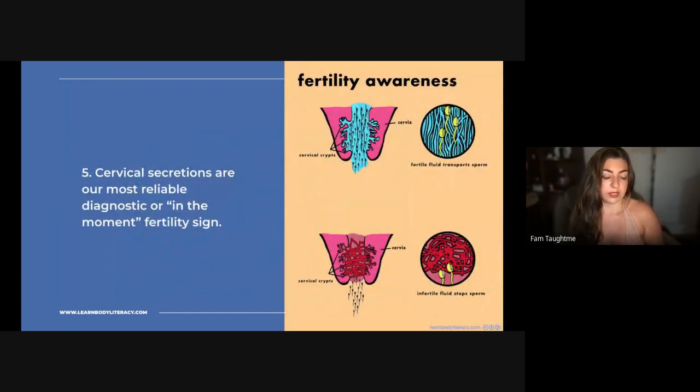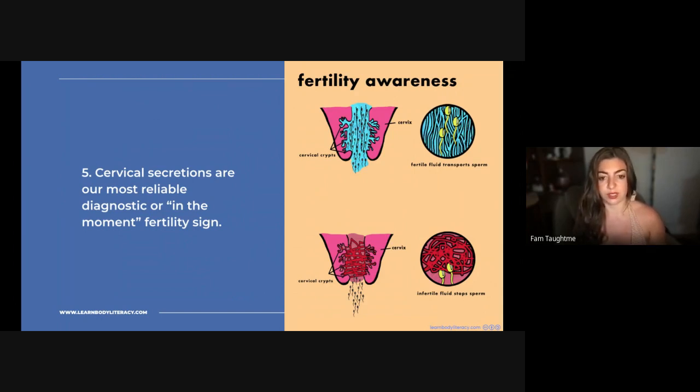The next principle is that cervical secretions are the most reliable, diagnostic, or in the moment fertility sign. This is about more than ambiguous vaginal discharge. We're talking about cervical secretions and how they can teach us about the hormone estrogen and also tell us when fertility is possible. So, by naming cervical secretions or cervical fluid or cervical mucus, we help people conceptualize what that fluid is, where it comes from, and for what purpose it serves.